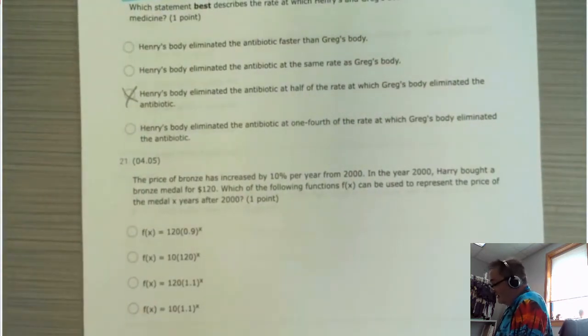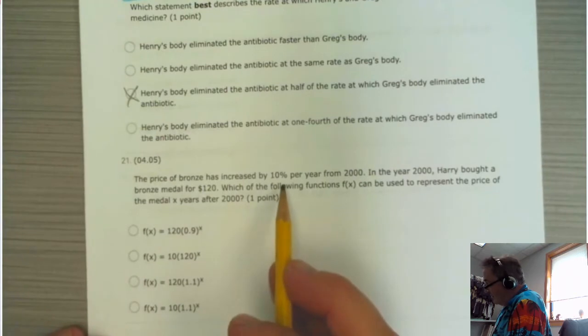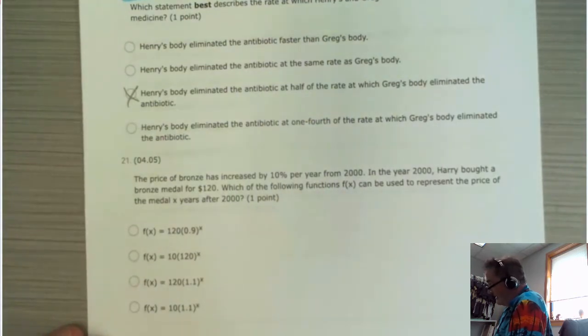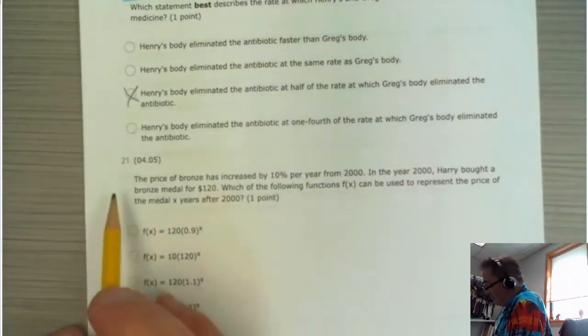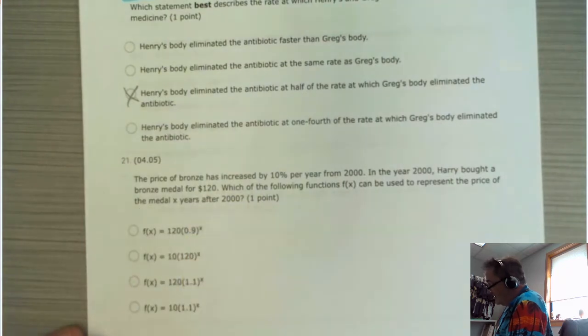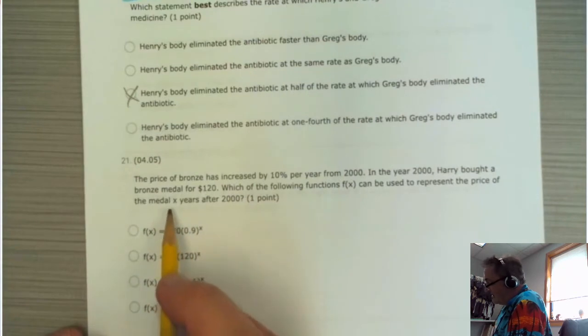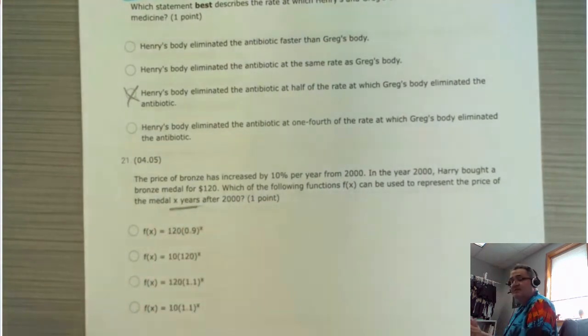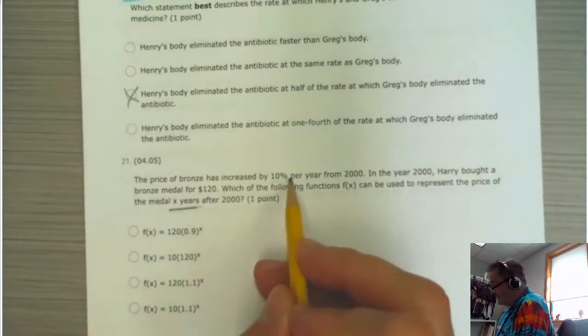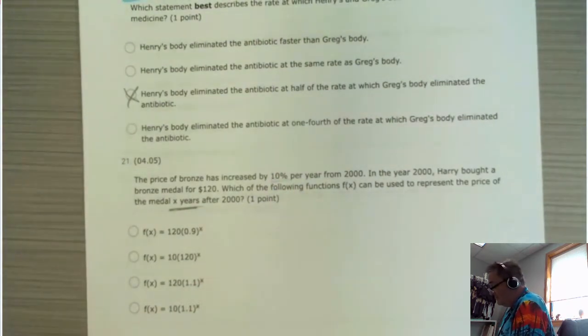The price of bronze has increased by 10% per year from the year 2000. So in the year 2000, Harry bought a bronze medal for $120. Which of the following functions can be used to represent the price of it x number of years? So he just wants to know how many years in the future, if it's going up 10% per year, how much is it worth some years down the road?